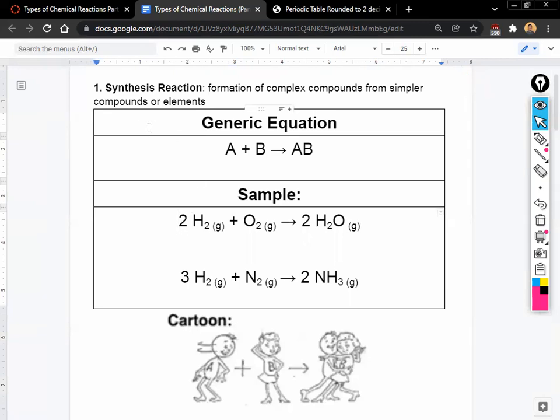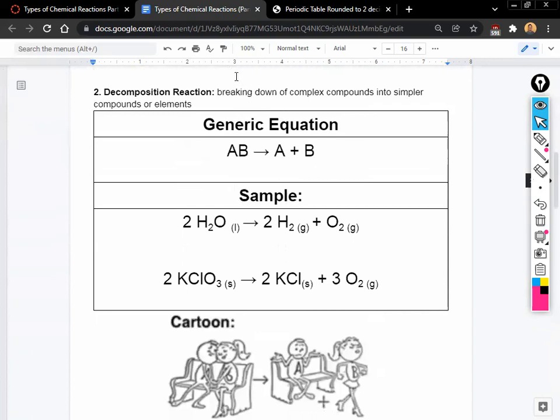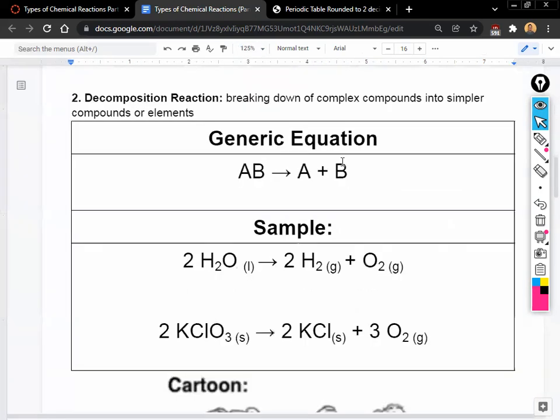All right, any questions on the first type of reaction? Pretty simple, right? Just simple things, they combine. Fusion. Okay, let's move on to the second type. The second type is the opposite of synthesis. It's called decomposition, and it's where you get one thing and it breaks down into multiple things.